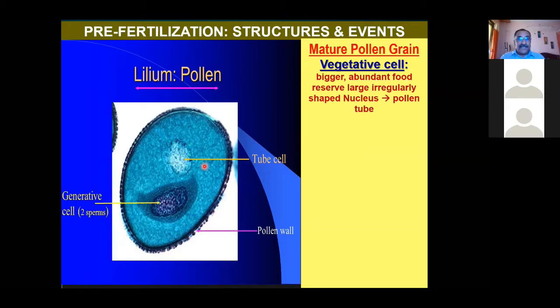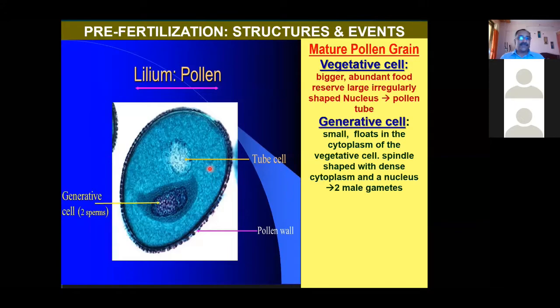And this is the content which comes out as a tube through the germ pore. When the pollen grain is germinating, the intine comes out through the germ pore, and this whole content will enter into the pollen tube. But there is a second part, called the generative cell. A second small cell you can see here.